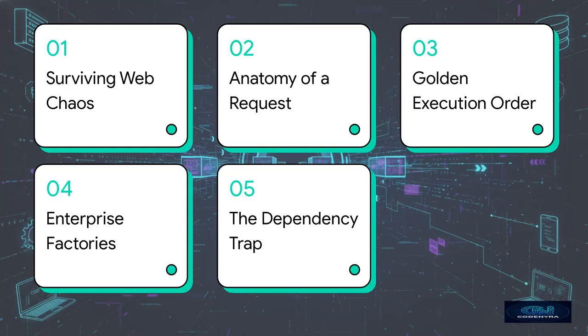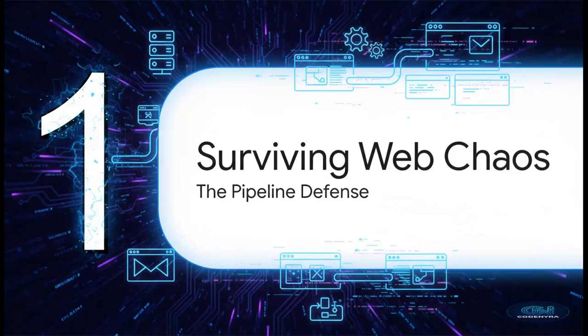Here's the roadmap for our explainer today. We're covering 1. Surviving web chaos, 2. The anatomy of a request, 3. The golden execution order, 4. Scaling to enterprise factories, and finally 5. Escaping the dependency trap. Okay, Section 1, Surviving Web Chaos, the Pipeline Defense.